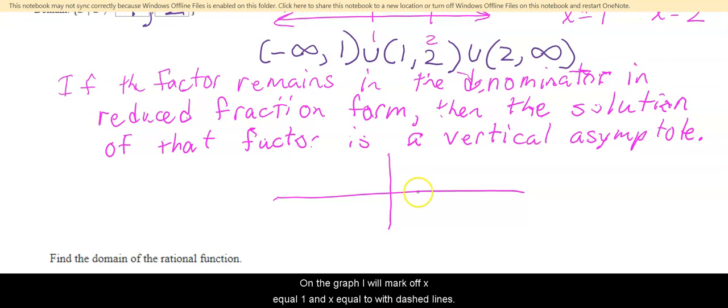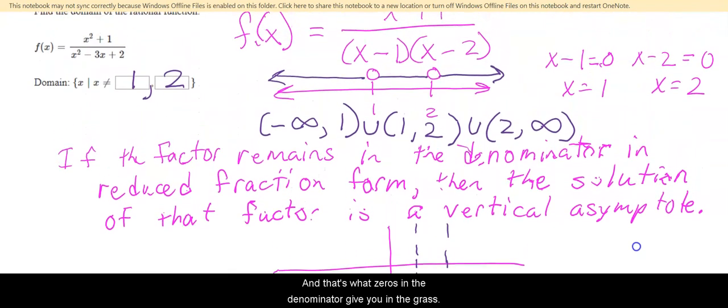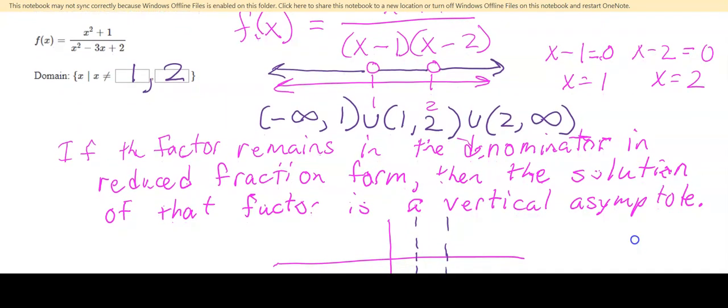On the graph, I will mark off x equal 1 and x equal 2 with dashed lines. That means that whatever this graph looks like, it cannot touch or cross or go over those dashed lines. Those are absolute no touch, never going to happen lines. And that's what zeros in the denominator give you in the graph.